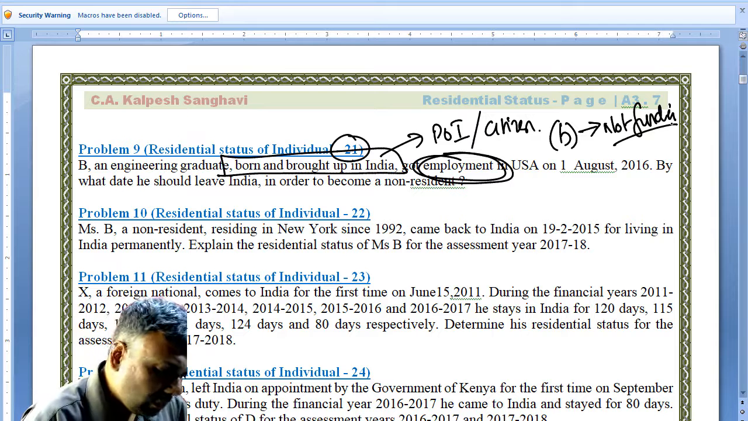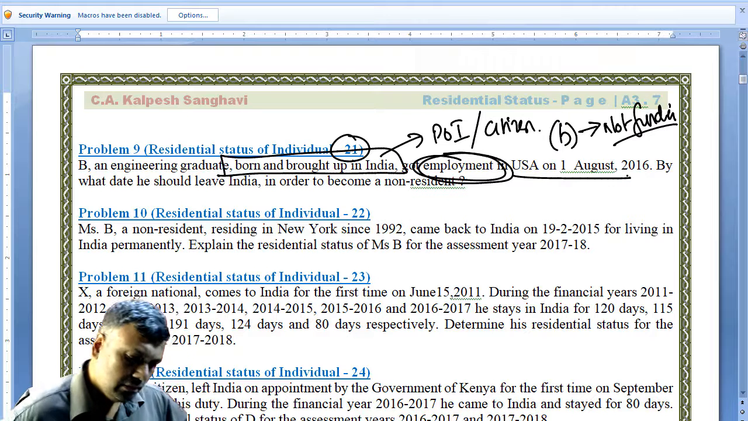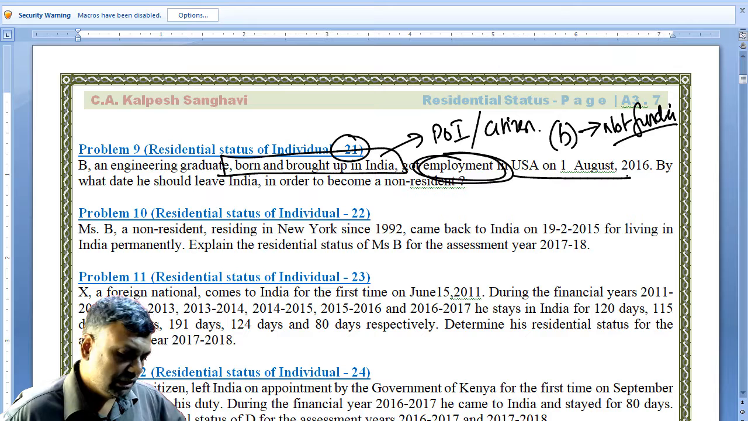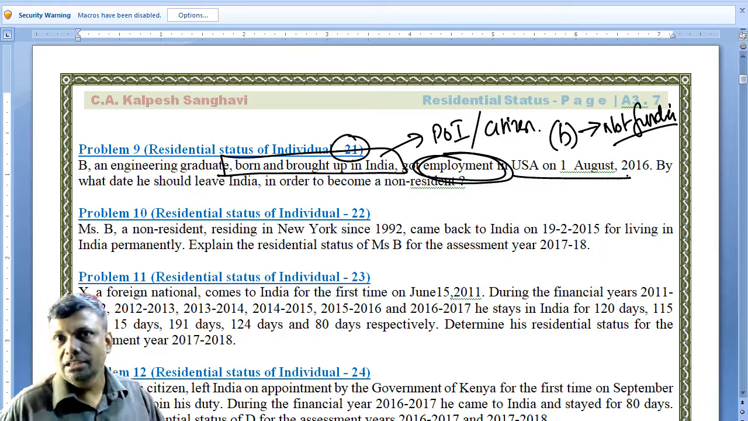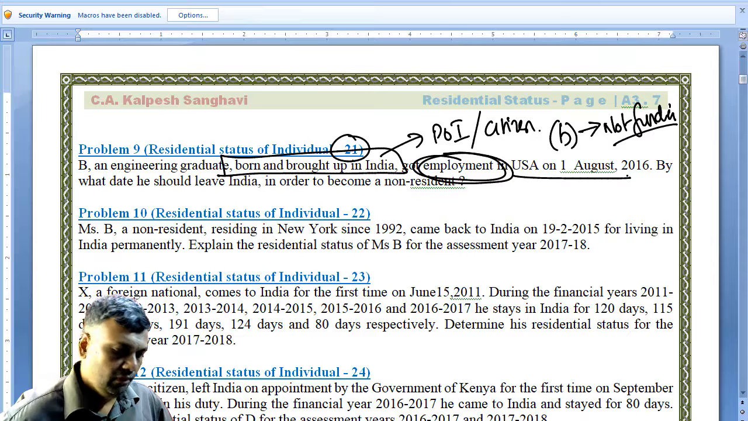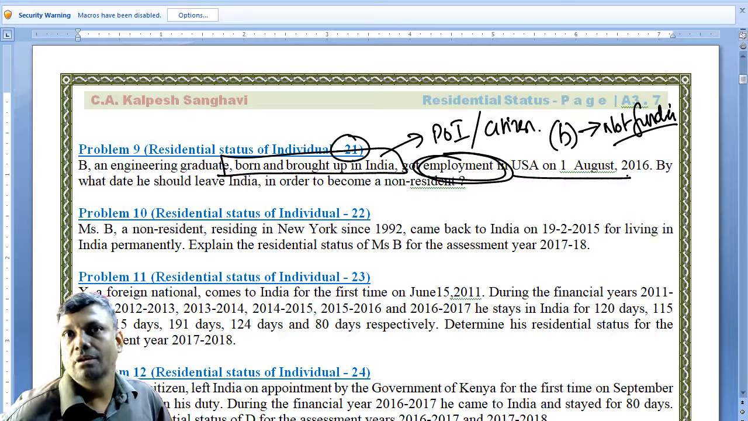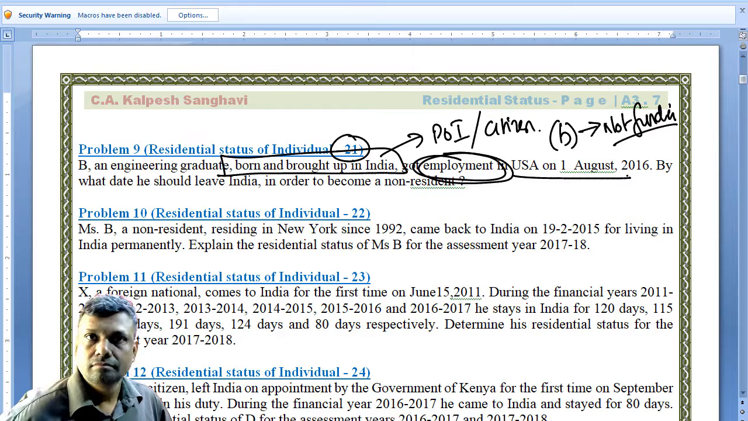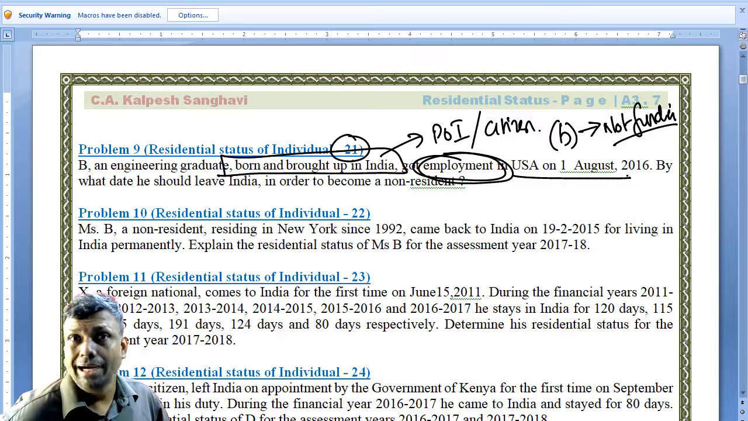So, he has got a job on 1st August 2016. And now he has got only one test, friends. What is that test? It is 182 number of days. By what date should he leave India in order that he becomes non-resident? So you have to apply your mind, friends.